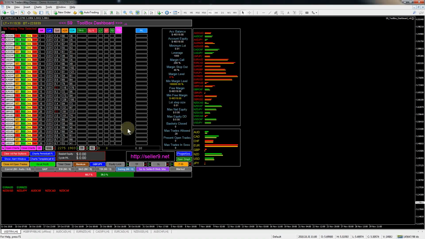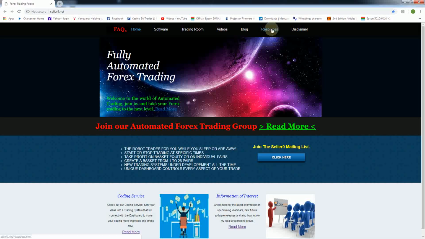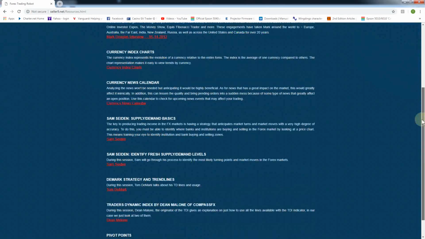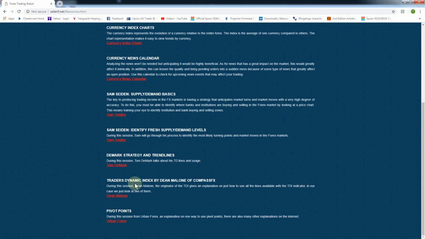If you're using them just as a filter and have this on, then you can have your TSs active on your charts. Now also, if you go over to the web page under resources, I added a couple resources for you. One is how the Trader's Dynamic Index works. This was created by Dean Malone over at Compass FX. This has been around for a long time, but he gives a very good explanation on how to use it. Basically we use just the red and the green line, but there are also other lines in there that you can turn on in the colors that will show up. He explains all that under this video, so just click there.